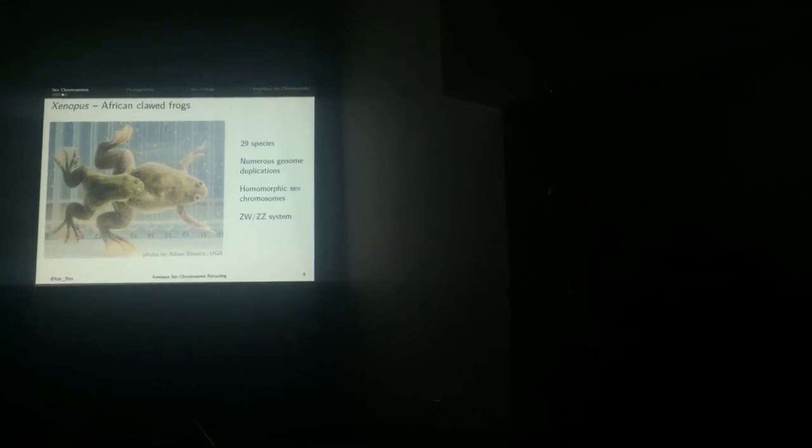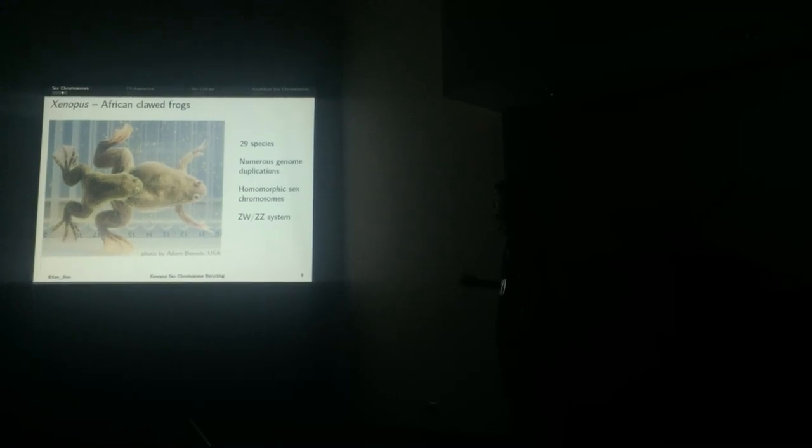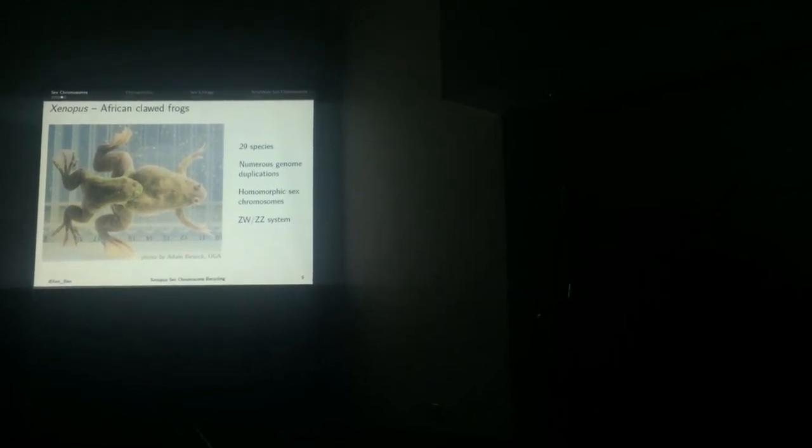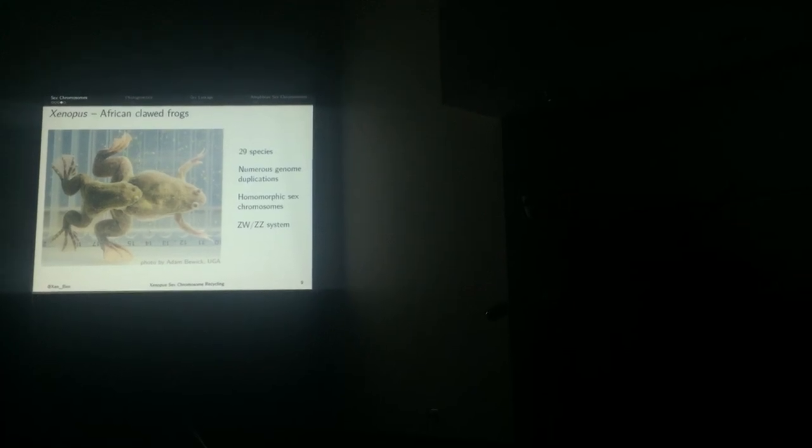So we study African clawed frogs. There are 29 species in the group currently. They've undergone numerous genome duplications. We have up to dodecaploid species in this group. They all seem to have homomorphic sex chromosomes, so these are the cytologically indistinguishable sex chromosomes we just heard about. And from what we can tell, all of them have ZW/ZZ systems with that female-specific W chromosome.